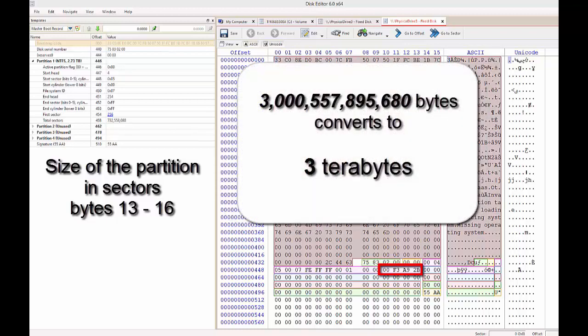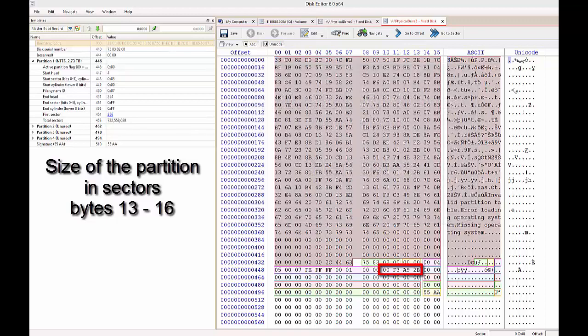This concludes the metadata for this partition. In the next video lecture, we will go over the forensic breakdown of the volume boot record.